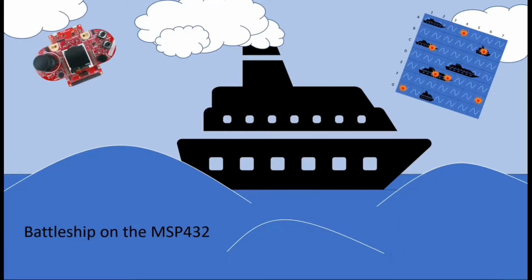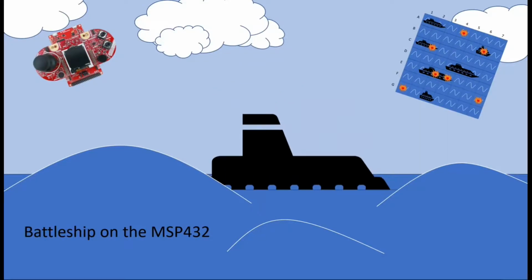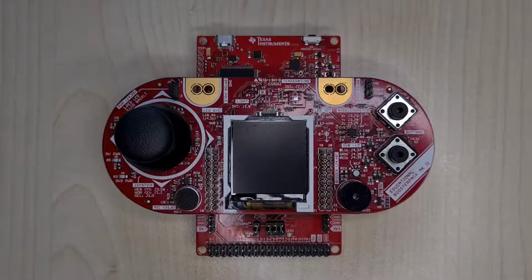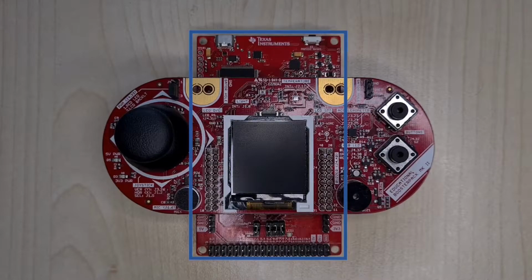Welcome to the video about our MSP432 project. This project is part of the module Microcontroller Technik of the Bachelor's Degrees Angewandte Mathematik und Informatik of the Fachhochschule Aachen University. The project deals with the implementation of the game Battleship. It is realized on the microcontroller MSP432 by the company Texas Instruments using C++.